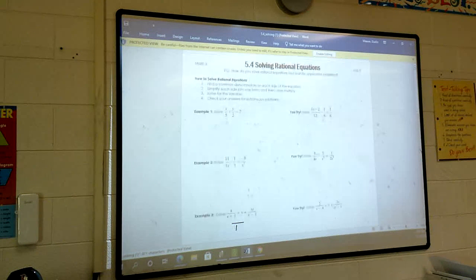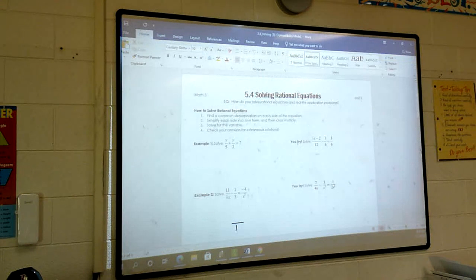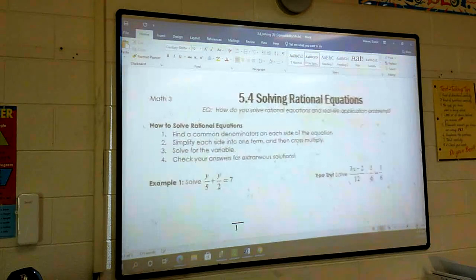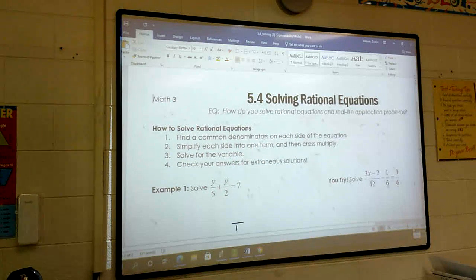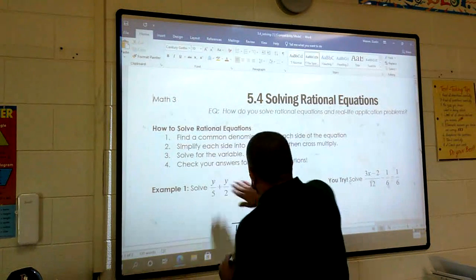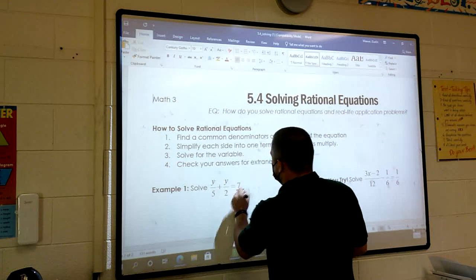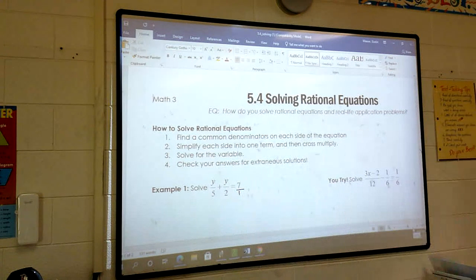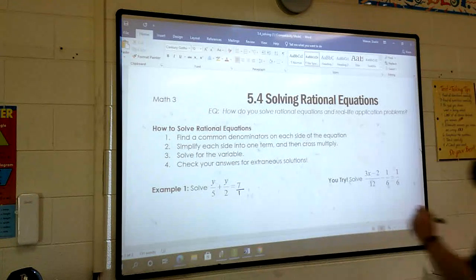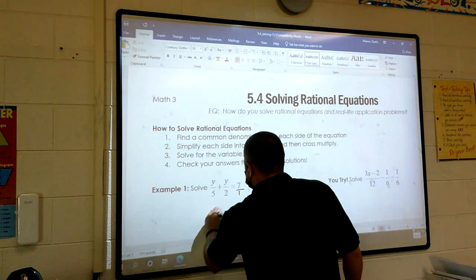Okay? So let me zoom in on this so you can see my work as we do it. So you have y over 5, y over 2, and 7 over 1, because if you have a whole number, it's just over 1. So what's the least common denominator between 5, 2, and 1? What will they all go to? 10, right? They'll all go to 10. All right, so we want 10 as the bottom of our fraction.